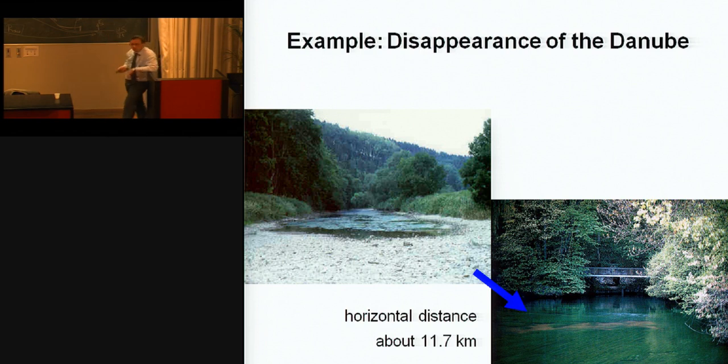And people were long thinking, so where is that water going? And they did so-called tracer experiments with oil and salt and isotopes and whatever. And then they found 11.7 kilometers away quite a big spring with discharge of up to 5 cubic meters per second. So very, very big spring. So all that river disappearing here comes out at a spring somewhere else.